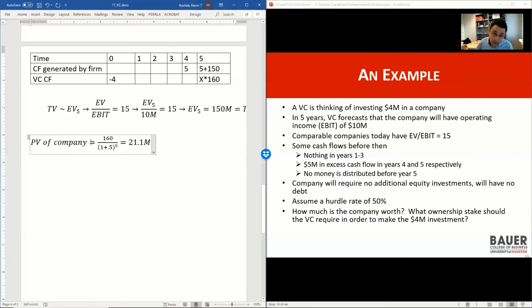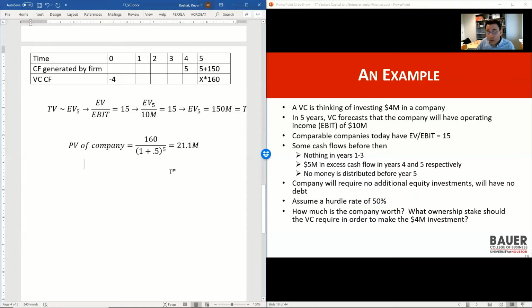And again, the only cash flow the VC is thinking about is that exit amount. Any cash flow that gets generated before then just gets pushed to the exit. So we get everything at time 5. So that's how the VC would value the company, it'd be 21.1.